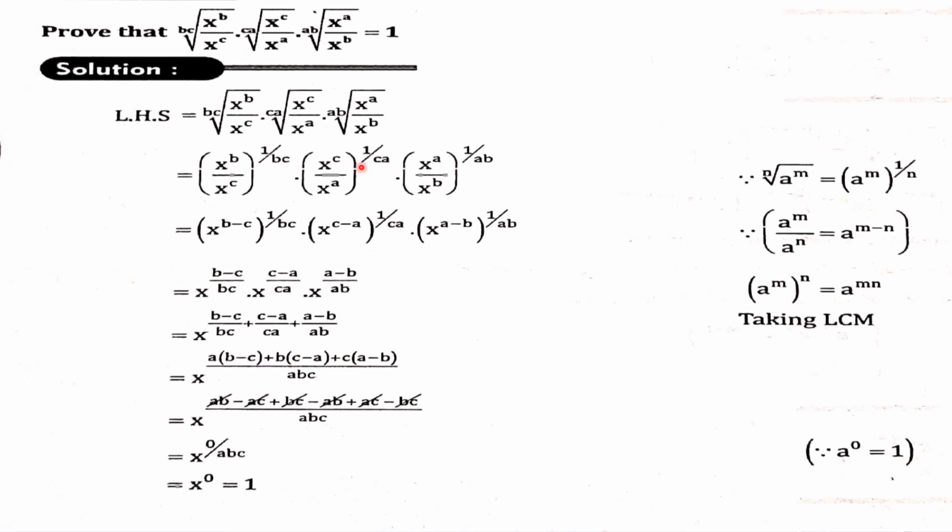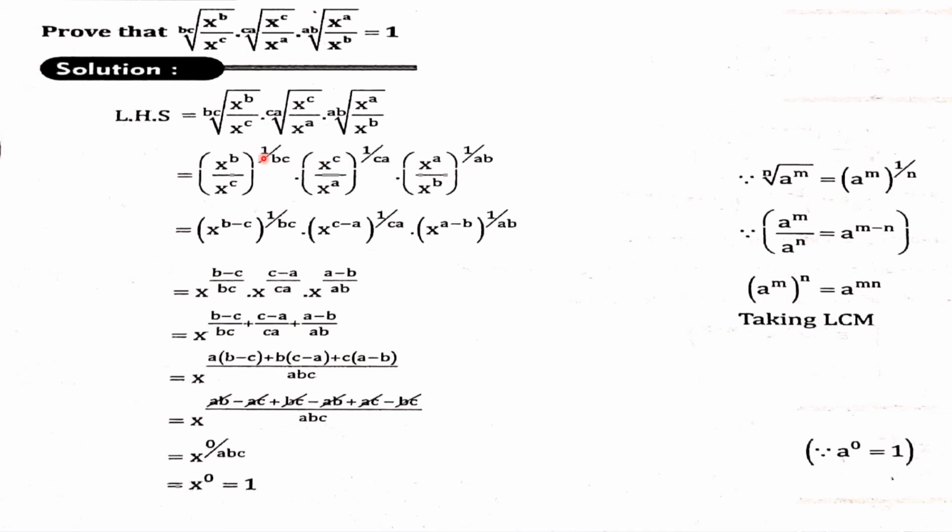Next problem. Root of x^b divided by x^c, to the power bc, times root of x^c divided by x^a, to the power ca, times root of x^a divided by x^b, to the power ab. So this is written as x^b divided by x^c, and as you have a root here, you write it as 1 divided by bc. Here also it's the same way, 1 divided by ca, and here also you write 1 divided by ab.